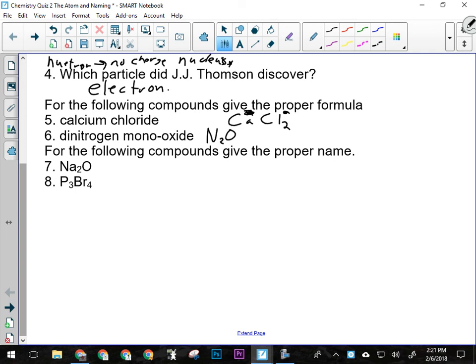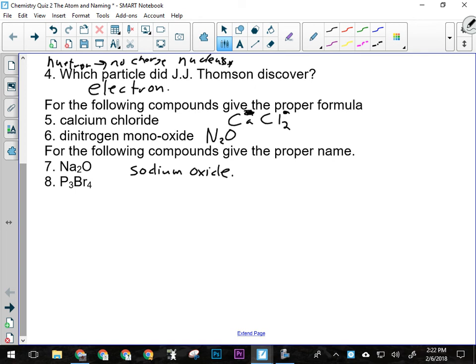Then writing the names for these 2 compounds. In this compound, I have sodium and oxygen. Is it an ionic compound or molecular? It's ionic, so I don't put any prefixes in. This is just sodium oxide. No capital letters. If there's any capital letters, then it's wrong. This one doesn't have Roman numerals.